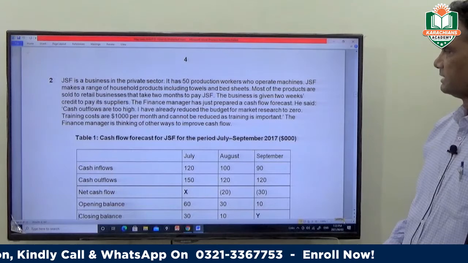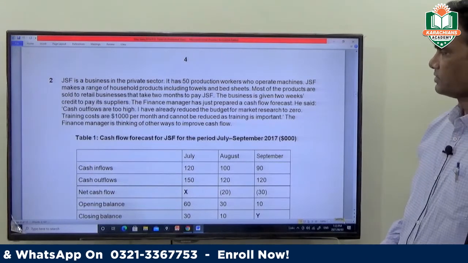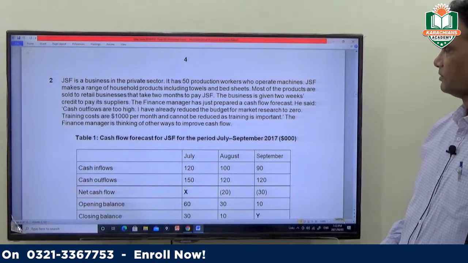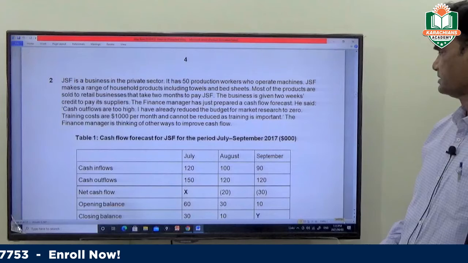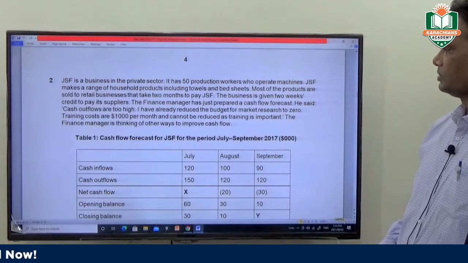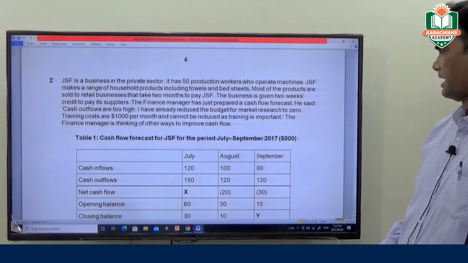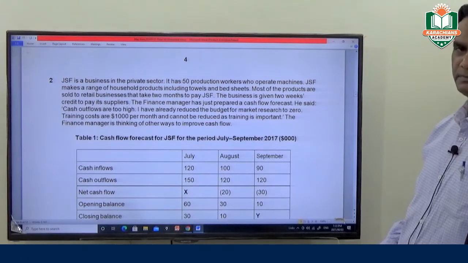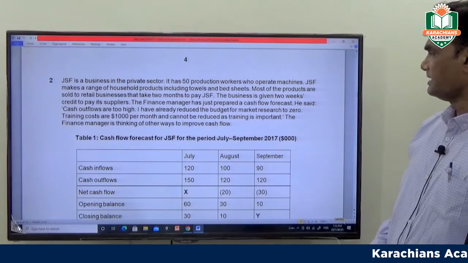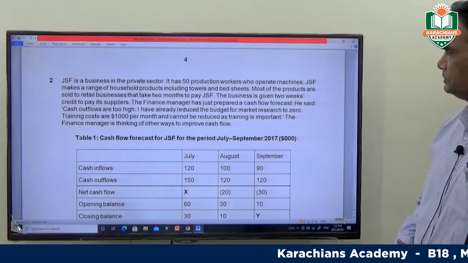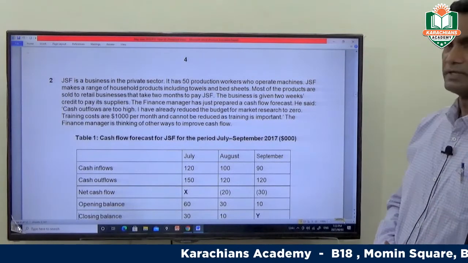He said, cash outflows are too high. I have already reduced the budget for market research to zero. Training costs are $1,000 per month and cannot be reduced as training is important. The finance manager is thinking of other ways to improve cash flows.